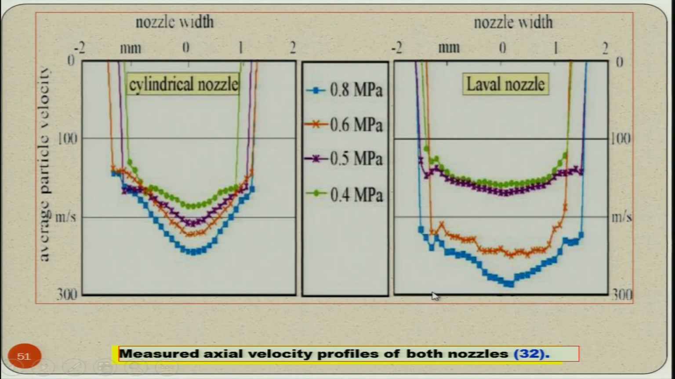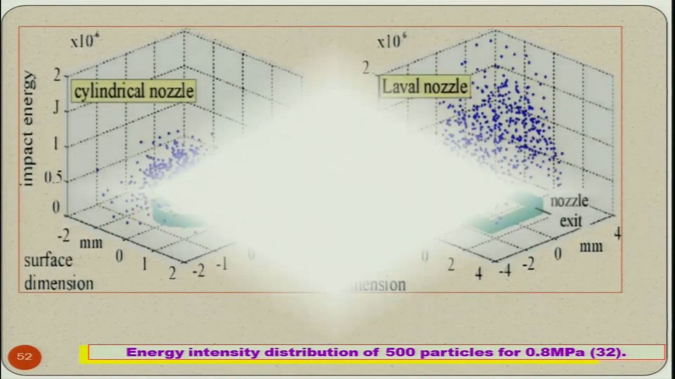So, you get a better feature created over here compared to this, unless you are looking for a tapered cavity, and these photographs or these results are taken from the reference number 2 given at the end of the slides. Energy intensity distribution of 500 particles for 0.8 megapascal, again from reference 32.